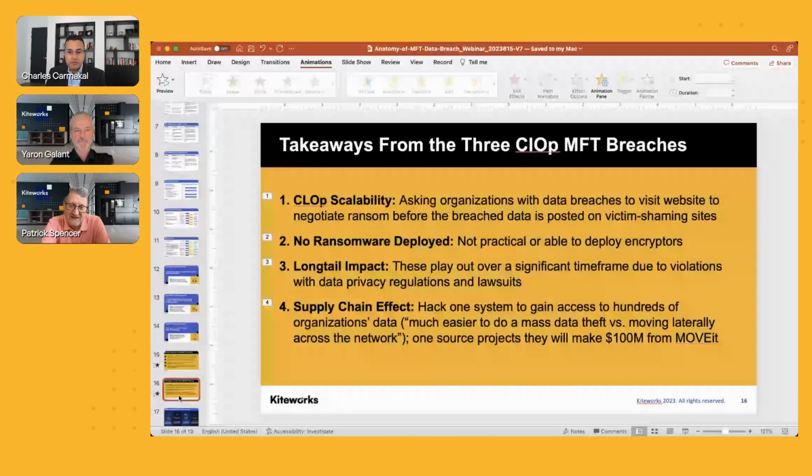They're asking the breached organizations to contact them. No ransomware is being deployed now in these instances, right? But I think that these last two, particularly the long tail impact, having lived through the FTA breach, that's very, very salient. It takes years and years to get through one of these. Can you speak a bit about that?